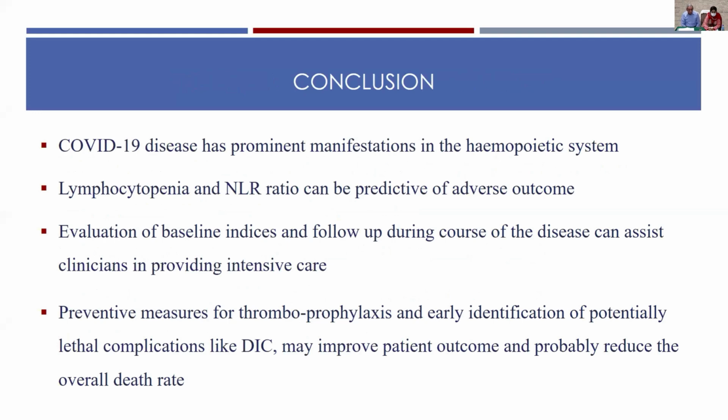So in conclusion, COVID-19 disease has a prominent manifestation in the hematopoietic system. Lymphocytopenia and NLR ratio can be predictive of adverse outcome. Evaluation of the baseline indices and follow-up during the course of the disease can assist the clinician in providing intensive care, and preventive measures for thromboprophylaxis and early identification of potentially lethal complications like DIC may improve patient outcome and probably reduce the overall death rate.